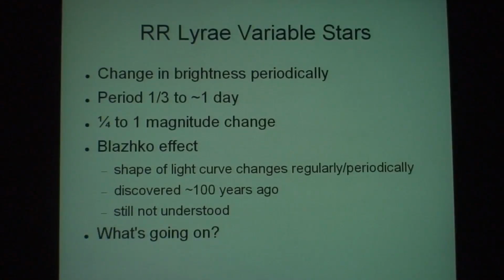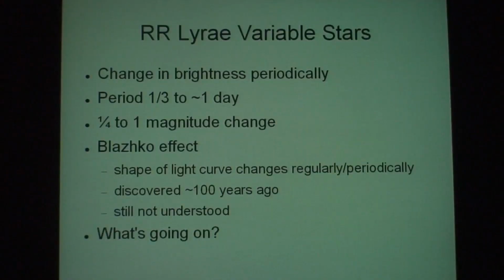Periods are generally under a day, even down to a quarter of a day. They change by a quarter of a magnitude up to a full magnitude. One thing they discovered about a century ago is that the light curve actually changes in shape. It has a fairly steep rise and a slower fall off, and the curve actually shifts on a period of months. After a century, nobody knows why. So this is one of the things I'm hoping my little bits of data will help contribute to a solution.